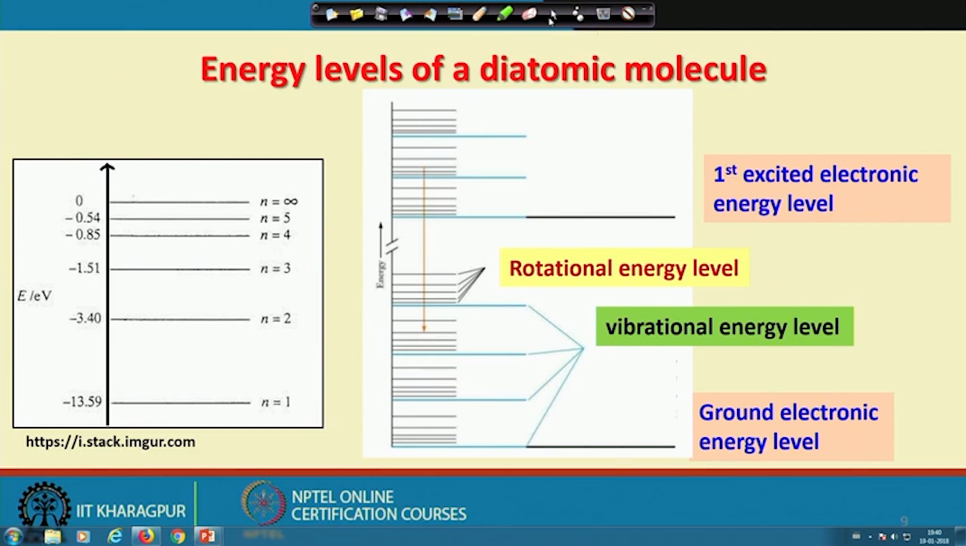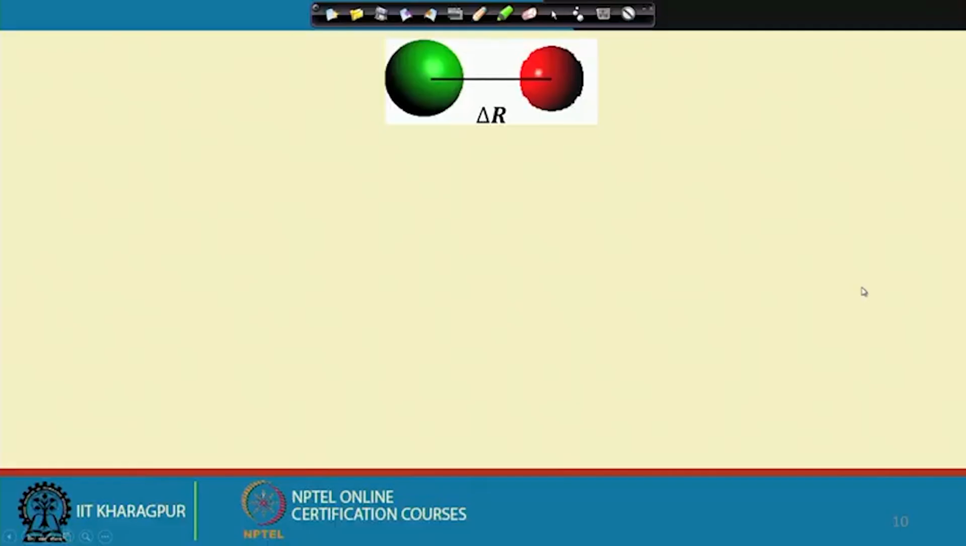Okay. So, let us next go and try and see if we can understand some of the interesting results from the solution of Schrodinger equation in quantum mechanics for a diatomic molecule as well as from spectroscopy. So, this is what I will start with. This is once again the same diatomic molecule that I am talking about. It is a heteronuclear diatomic molecule, and let us say the internuclear separation between these two atoms is delta R in the molecule.